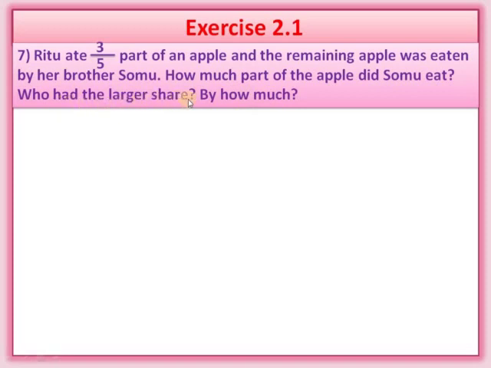Who had the larger share? By how much? Now Ritu ate how many pieces? Among 5 pieces, she ate 3 pieces. Okay, so you can see Ritu ate 3/5 part of an apple. It means Ritu ate 3 pieces of apple. Okay, so obviously you know the remaining how many pieces? 2 pieces. So 2 pieces will be eaten by her brother Somu.